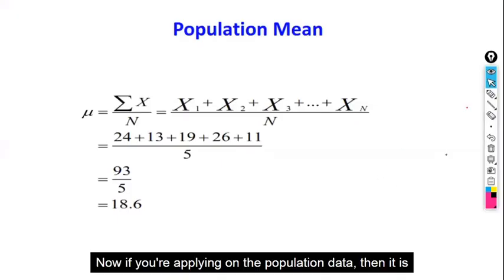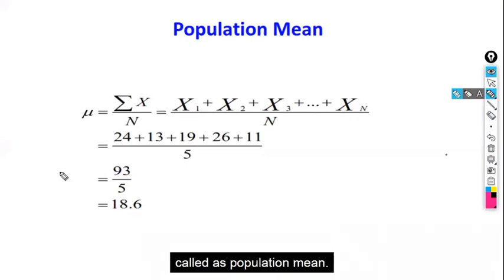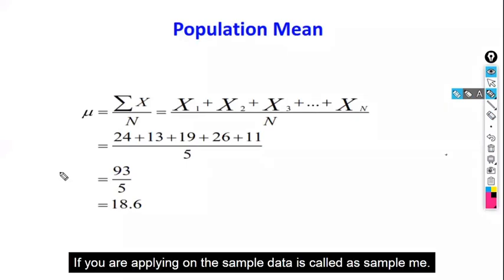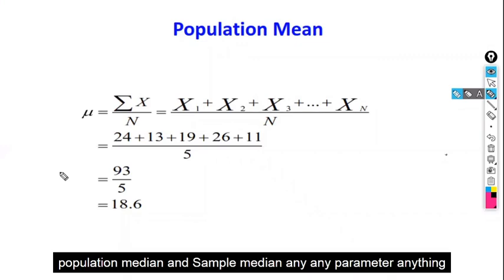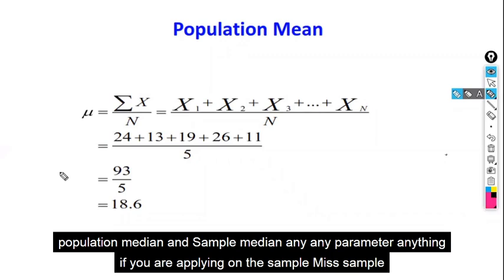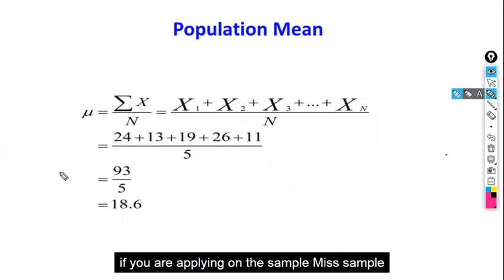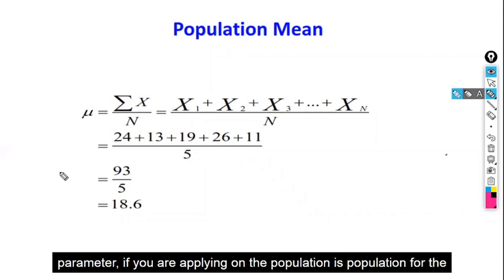Now if you are applying it on the population data, then it is called the population mean. If you are applying it on the sample data, it is called the sample mean. Similarly for median also: population median and sample median. Any parameter, if you are applying it on the sample, it means sample parameter. If you are applying it on the population, it means population.